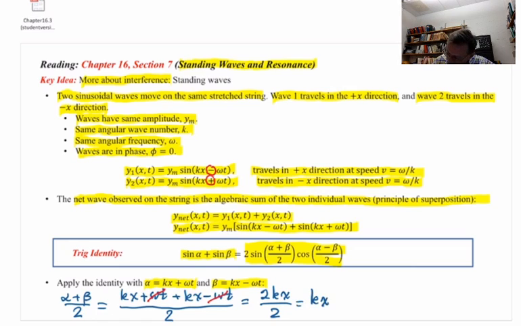All right. Now, what do we get when we do alpha minus beta over 2? See if I can fit this in here.